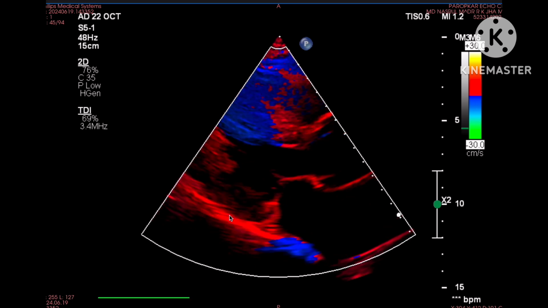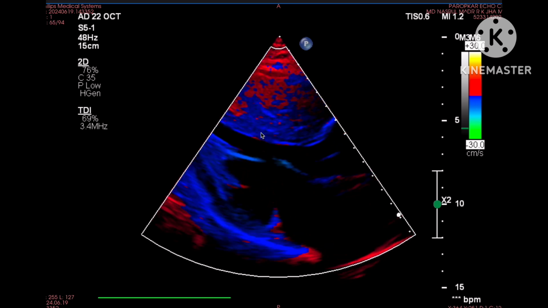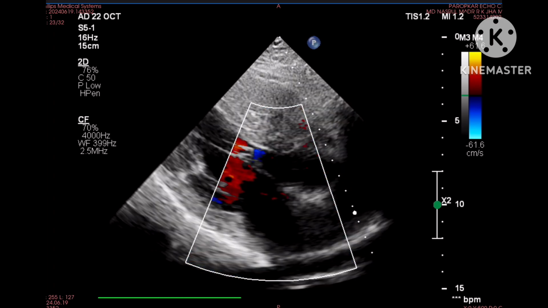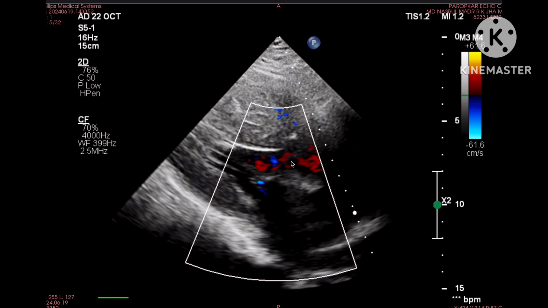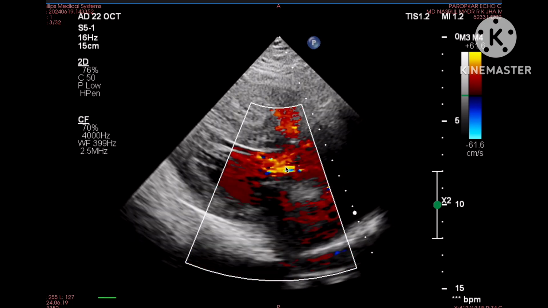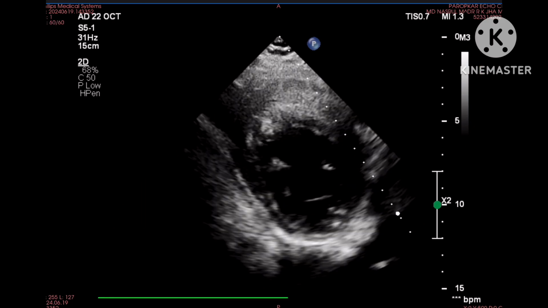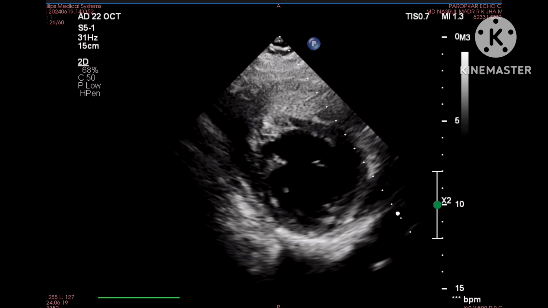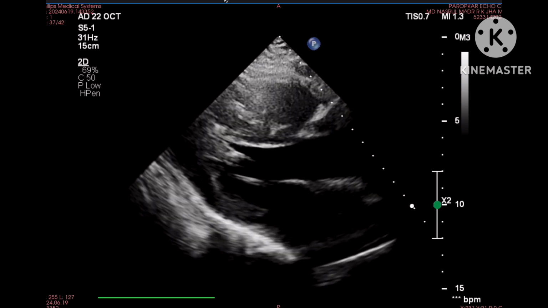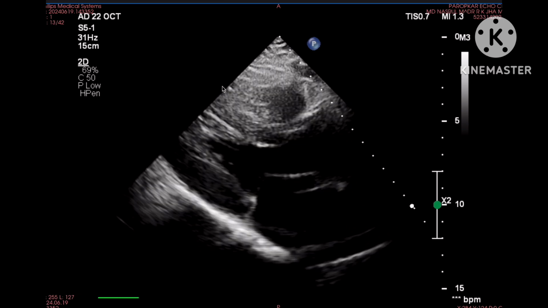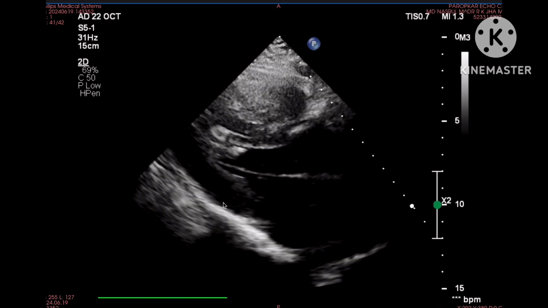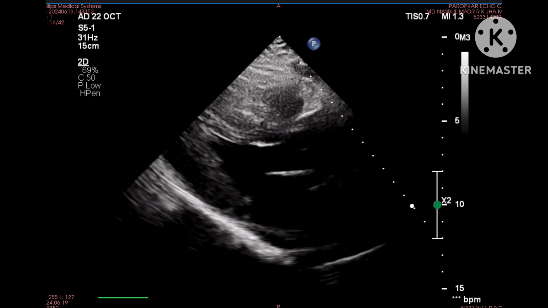This is the thickness of the posterior wall. This is the thickness of the IVS. You can see the turbulence of flow within the subaortic zone, but that turbulence is not significant enough to call it obstructive cardiomyopathy. This is the short axis view of the left ventricle. Same thing, this much thickness of the IVS and this much thickness of the posterior wall.